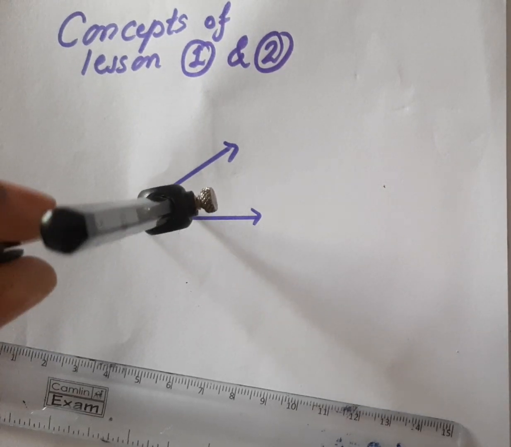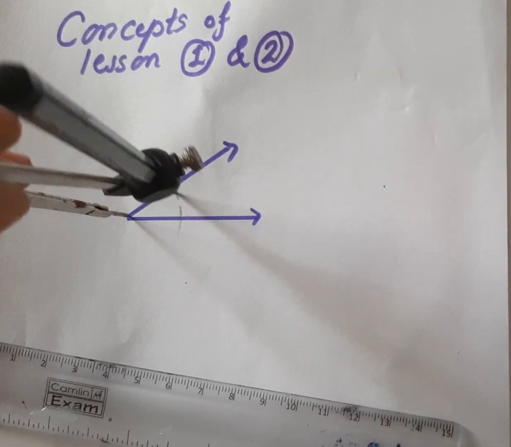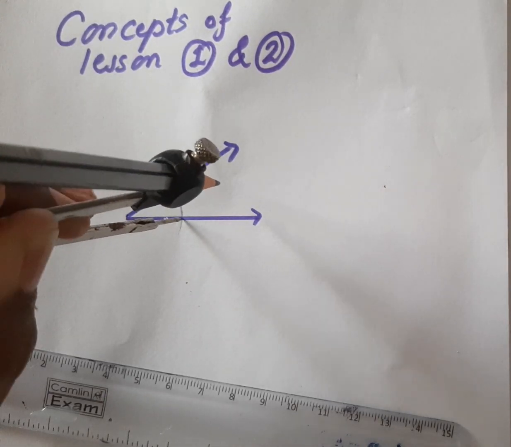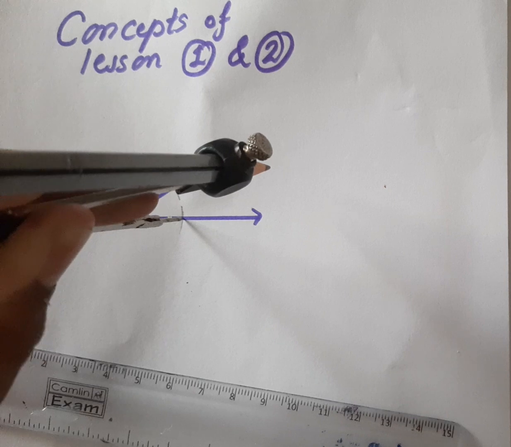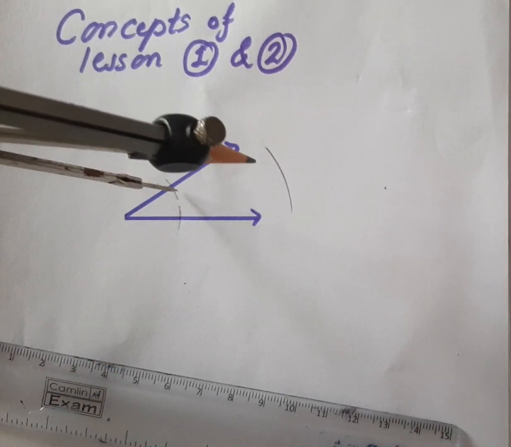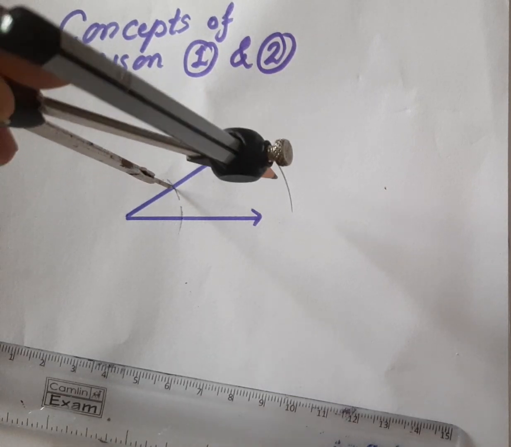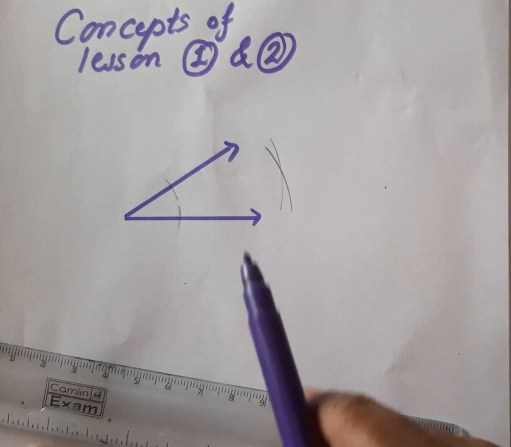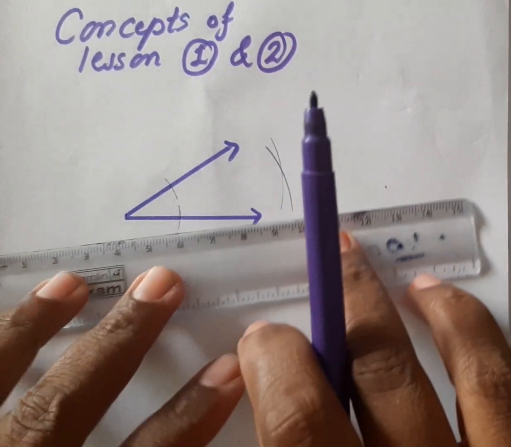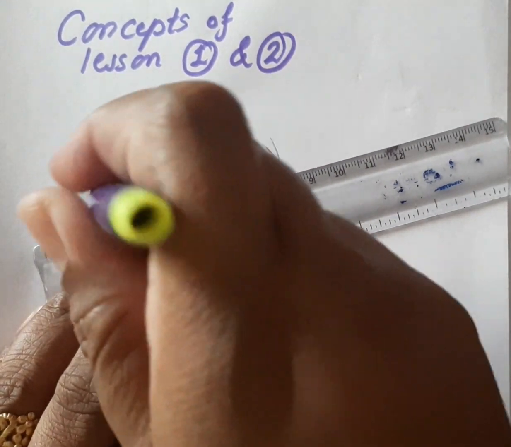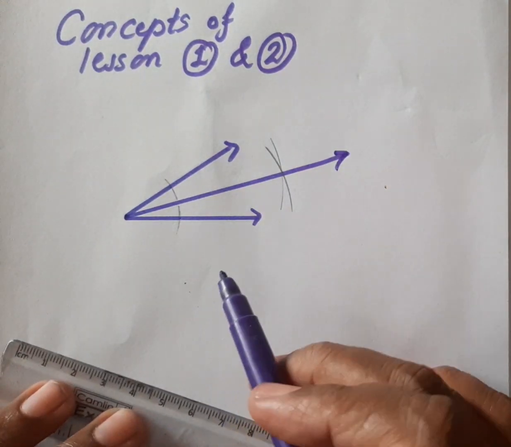First, making an arc on one line, then on the second. From this arc, what am I doing? Making an arc in front of this angle, and from the other side I am cutting this angle. The point where these two arcs meet we will join, and this is known as an angle bisector.